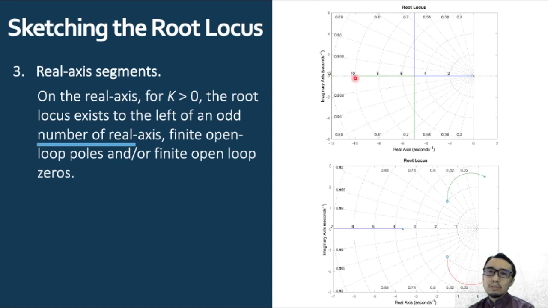So you have 2 poles, so there will be no locus here. Same thing here, there's no locus here, because there are 2 poles and 2 zeros, altogether 4. But over here, if you count, there's an odd number of poles and zeros, so the locus should be here.